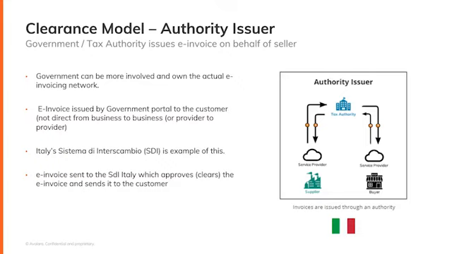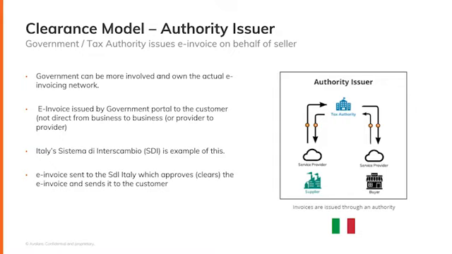So one slight variation on that clearance model is where the government or tax authority becomes the actual issuer of the invoice. So, it can be said that they actually own the invoicing network. A great example of this is Italy with its STI platform. And in Italy, it's actually the STI platform run by the government that physically issues the invoice to the customer.